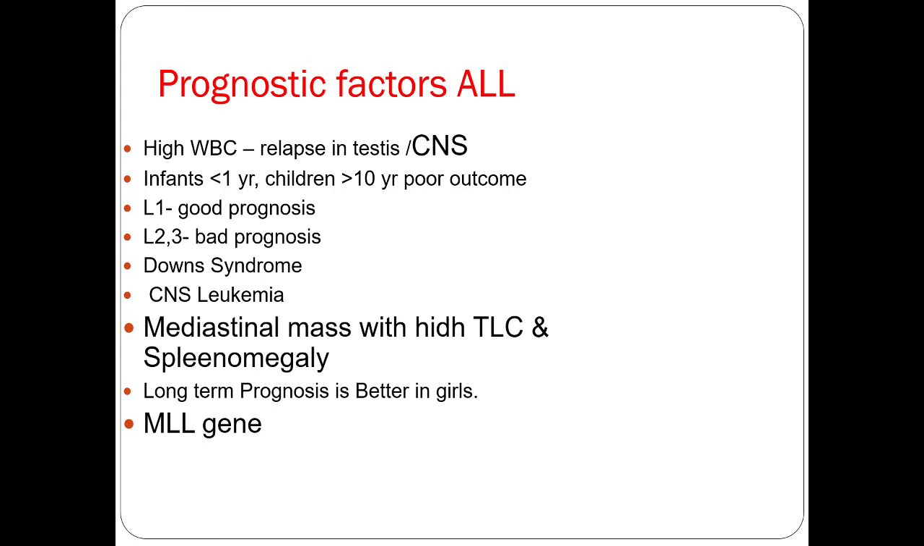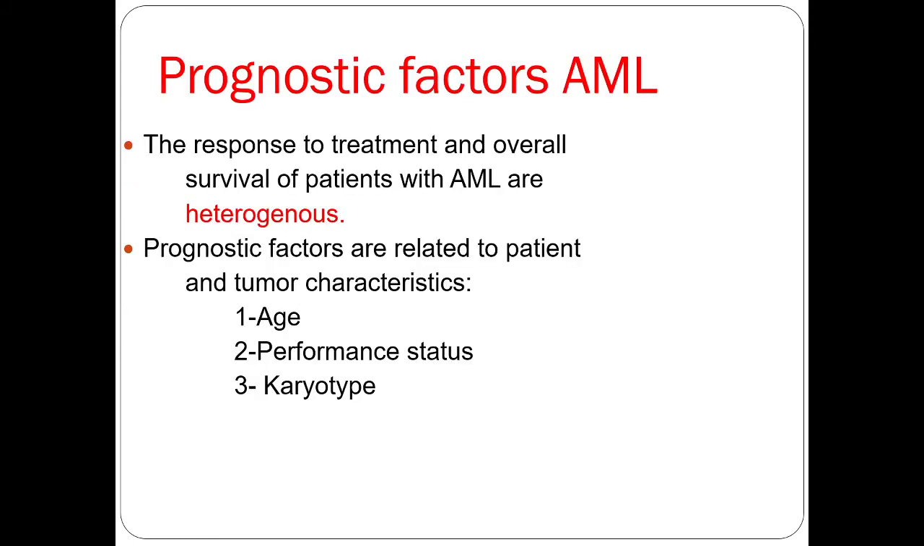Associated Down syndrome, bad prognosis. CNS leukemia, bad prognosis. Mediastinal mass with high TLC and splenomegaly, bad prognosis. Long-term prognosis is better in girls and associated MLL gene, bad prognostic.